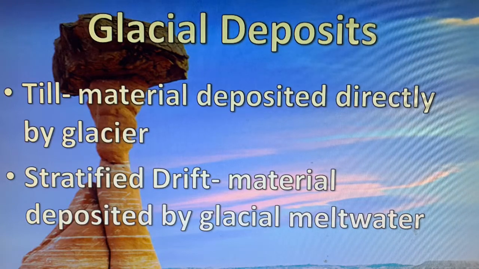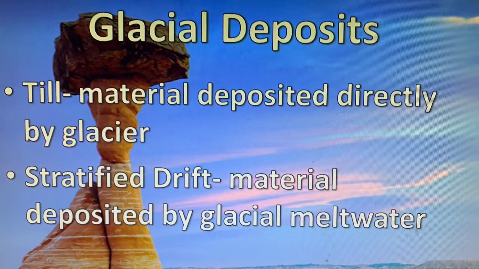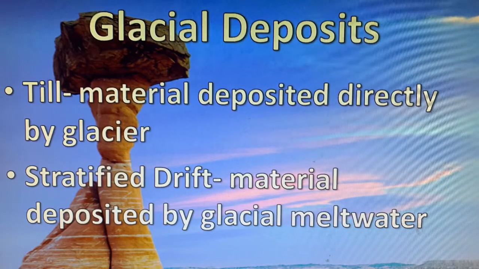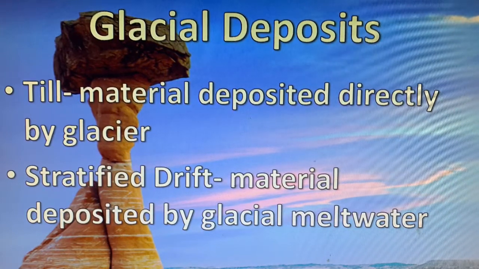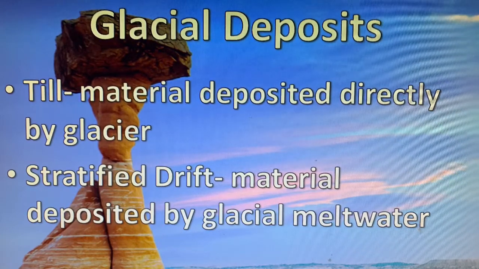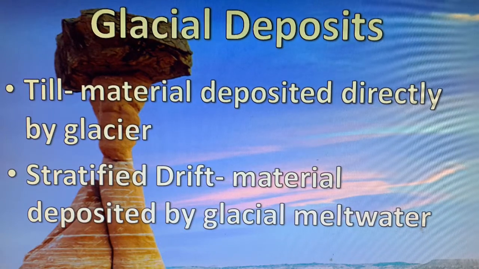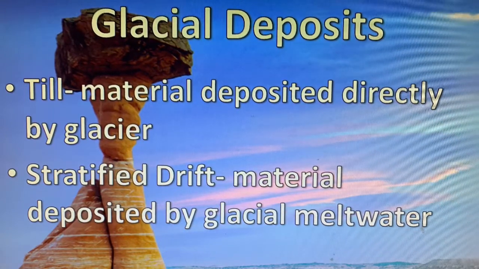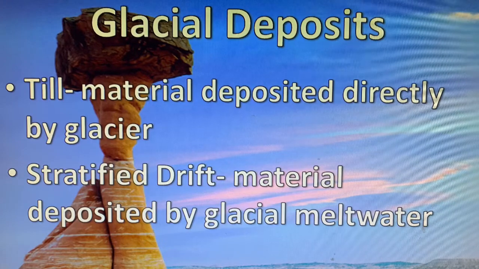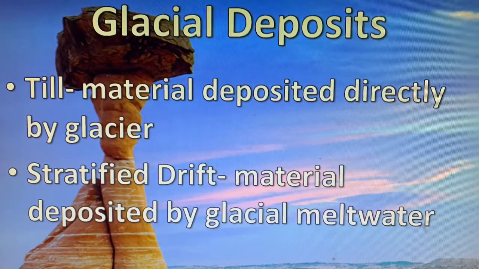The second type of glacial deposit is what we call stratified drift. Stratified drift is the material that gets deposited by the glacier as it melts. Well, as the glacier melts, it's going to produce rivers and streams. Whatever material gets washed down with that water and gets deposited some distance away from the front of the glacier by this melt water, we call that stratified drift. Melt water is the water that melted out of the glacier.